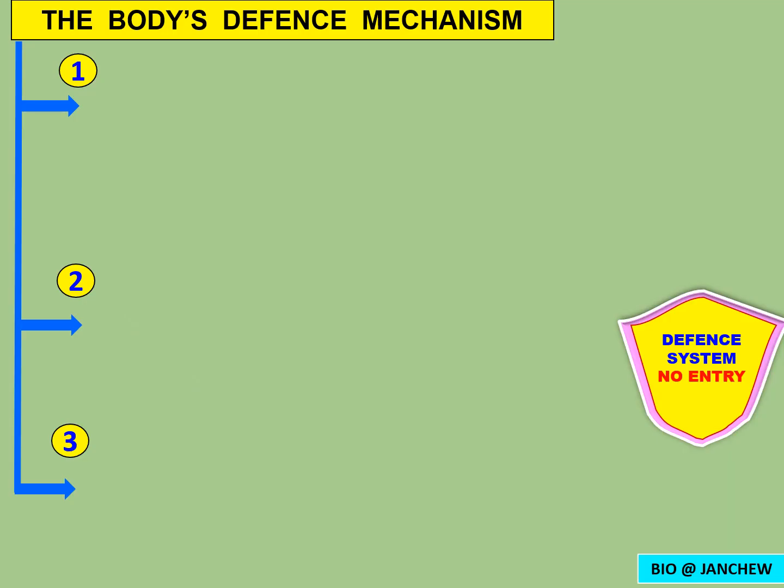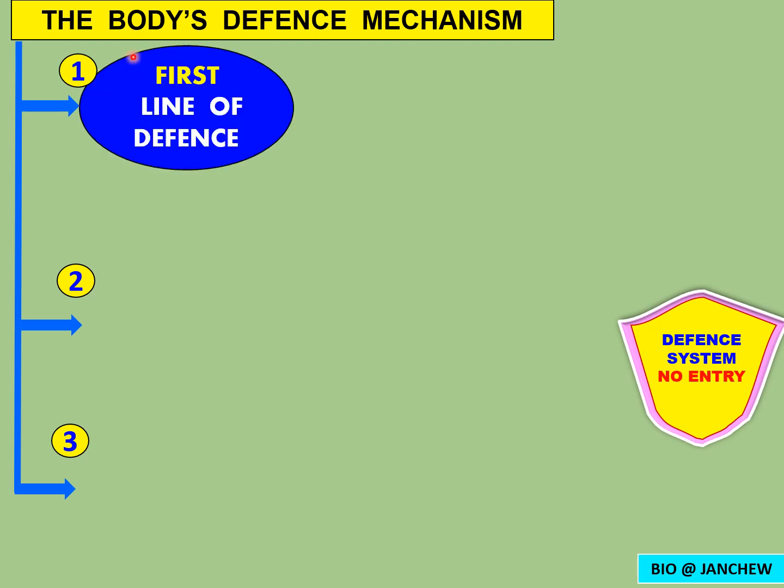Let us now discuss the body's defense mechanism and the 3 lines of defense. That is the 3 stages whereby the body can defend itself from the attack by pathogens and other substances. The first line of defense aims to prevent the pathogens from entering the body. In the first line of defense, we have the skin.